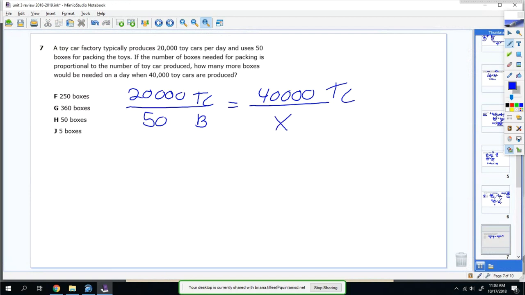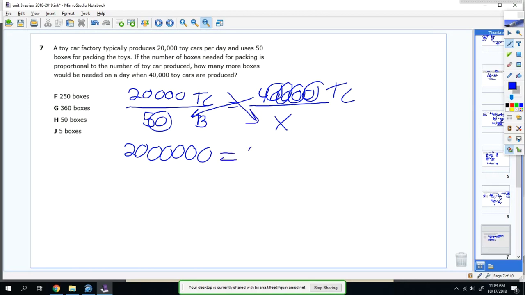So I'll cross multiply. You're going to do 40,000 times 50, which you can just do 4 times 5, which is 20, and then count the zeros: 1, 2, 3, 4, 5. So I'm going to add 5 zeros. Then you're going to do 20,000 times x, which is 20,000x. Then you're going to divide. Cross this off and divide over here.